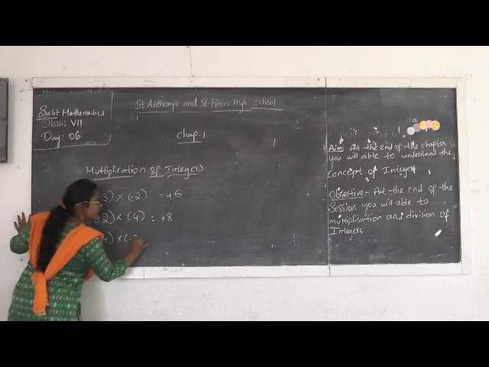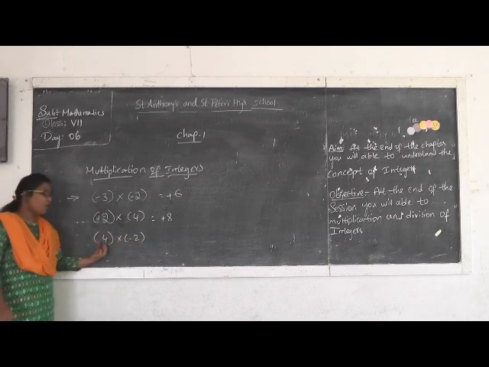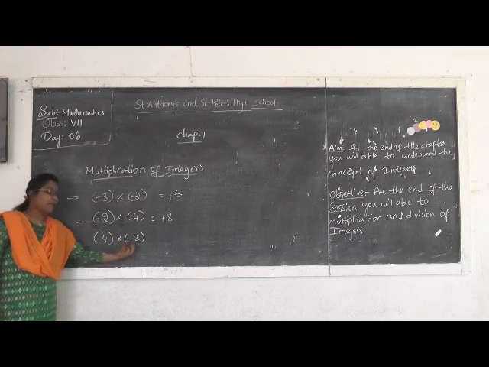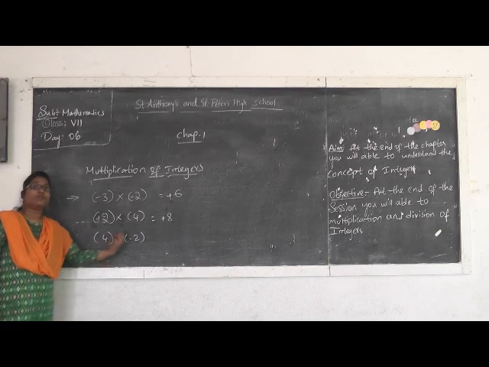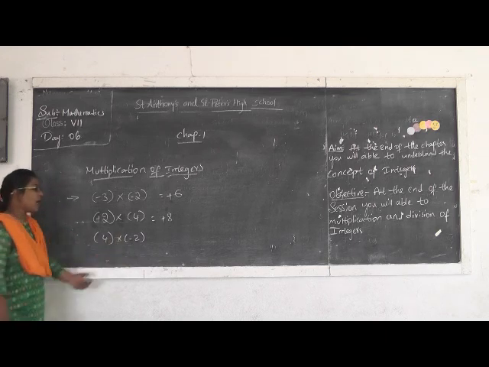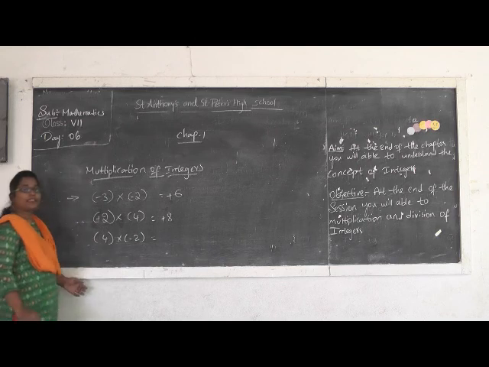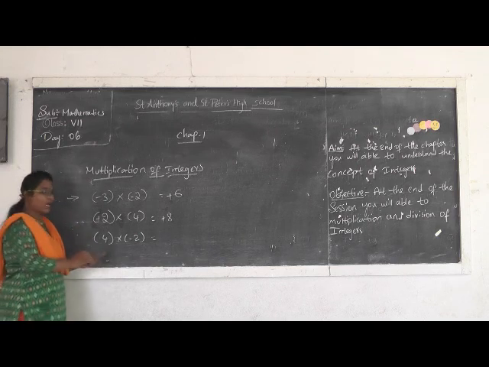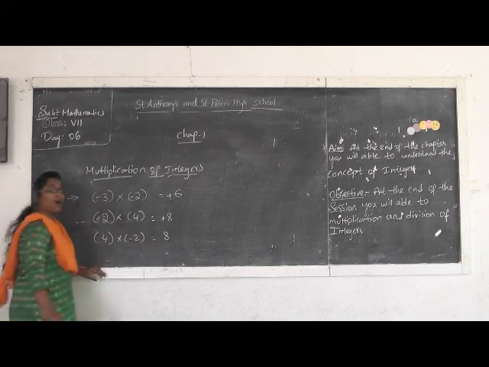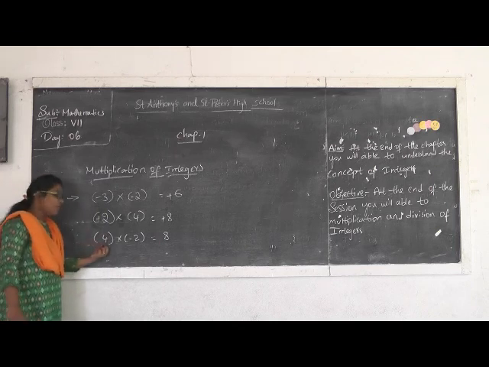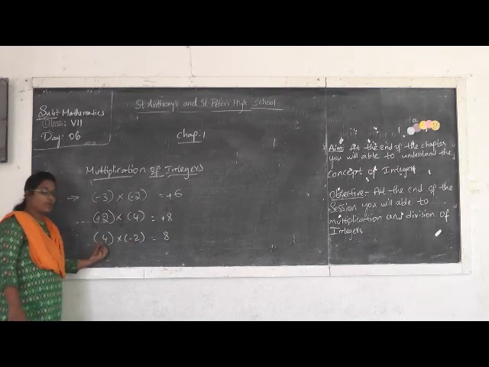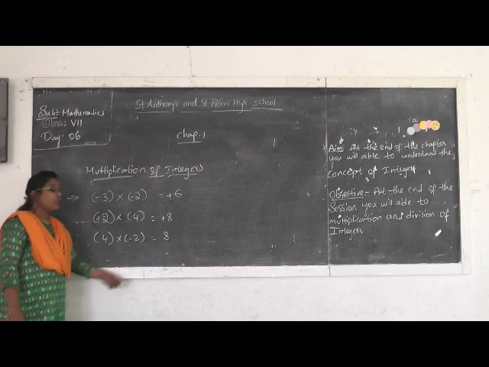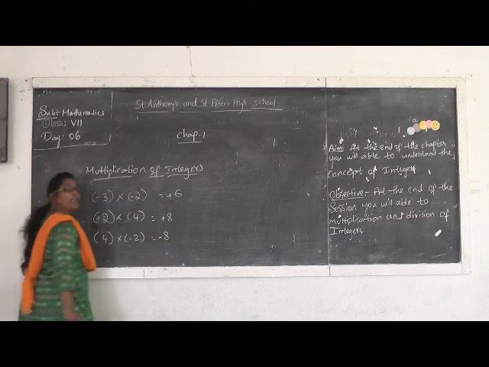Now, let me take one more example. 4 into minus 2. Here 4 is a positive integer but 2 is a negative integer. So we are multiplying one positive integer with one negative integer. How do we do it? First we multiply the numerical values. 4 twos are 8. Now observe the signs. 4 is positive, so it is a plus, and 2 is a negative number, which indicates a minus symbol. Whenever we are doing one positive and one negative, the result is negative.